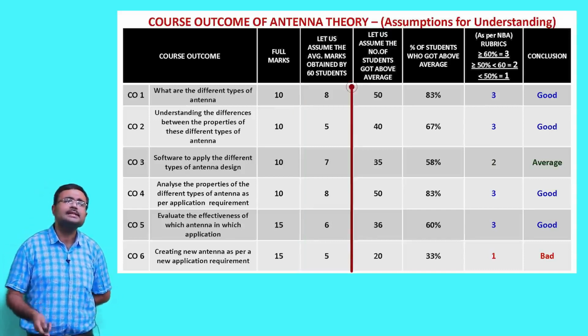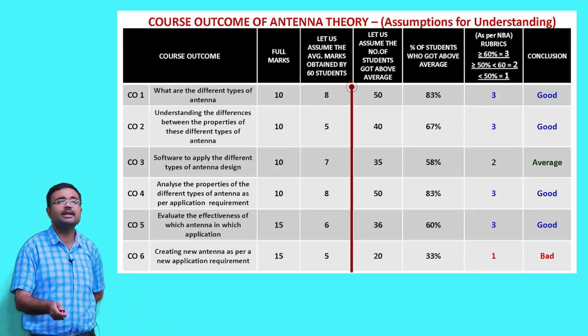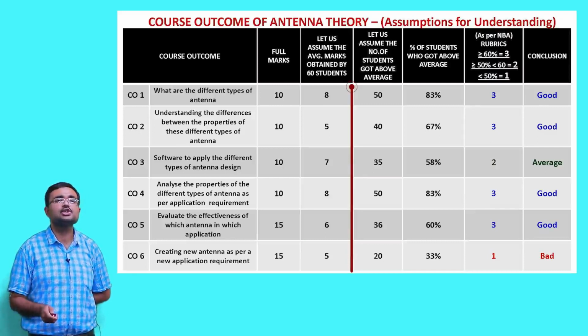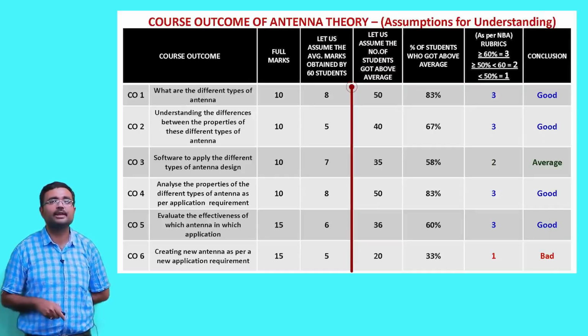Now, let us assume, this is just an assumption, this can vary again, the marks can vary. Let us assume there are 60 students in the class, or 60 students who are taking this antenna theory paper or taking this antenna theory course. These 60 students score an average of 8 marks out of 10 in CO1. They appear for the paper, that is the course antenna theory question paper in the exam, and the average marks on CO1 comes to 8 out of 10.